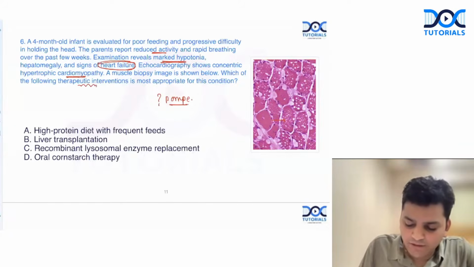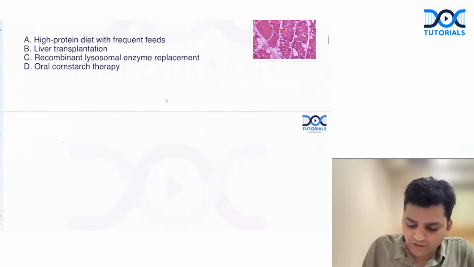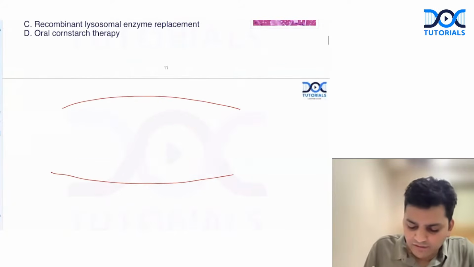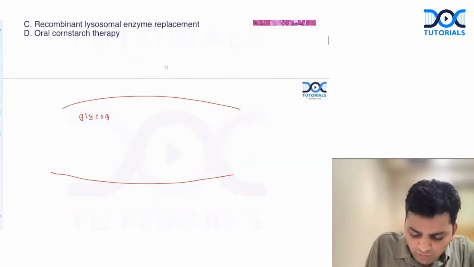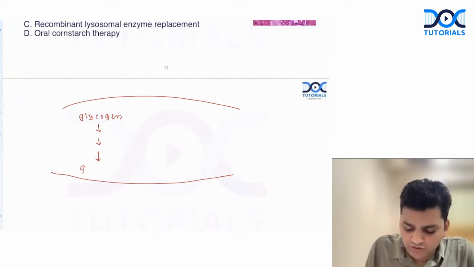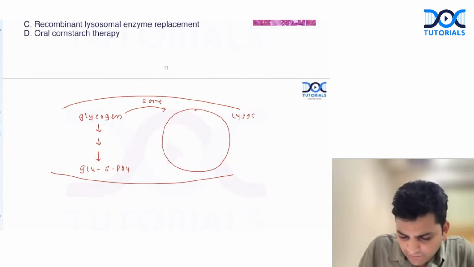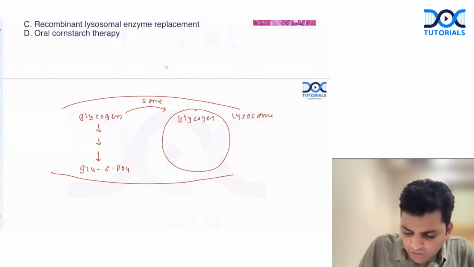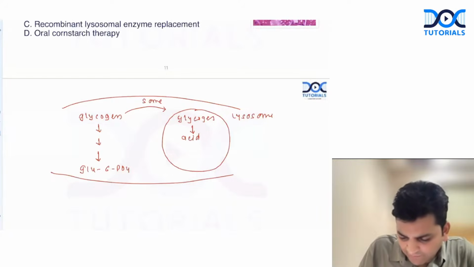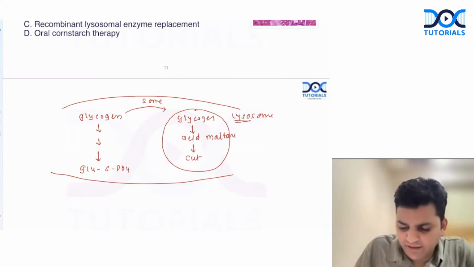This patient is having Pompe disease. What is happening in Pompe is, for example, here is the muscle. The glycogen molecules mostly are going to be cut down in the cytoplasm of the muscle, no problem, and we make the glucose 6 phosphate. But some molecules of glycogen go inside the lysosomes. And in the lysosome, we have one enzyme called acid maltase, and that is going to cut the glycogen molecules inside the lysosome.